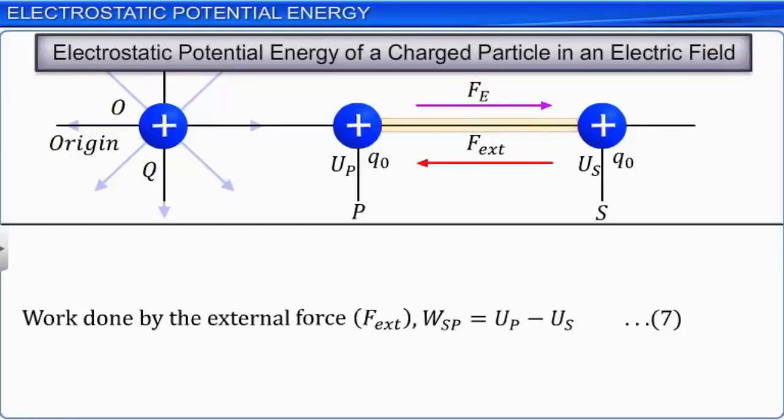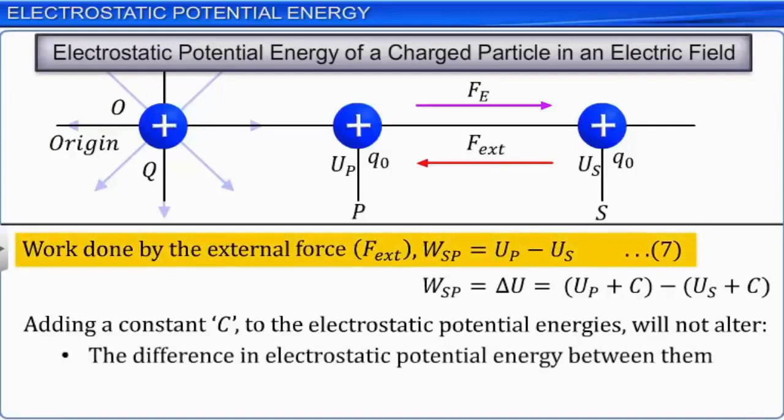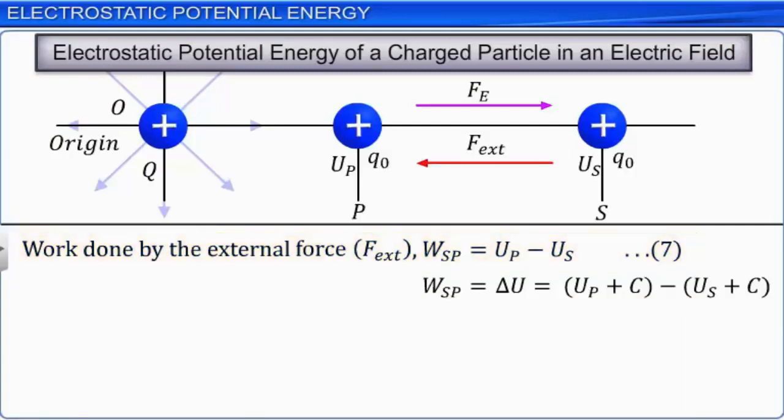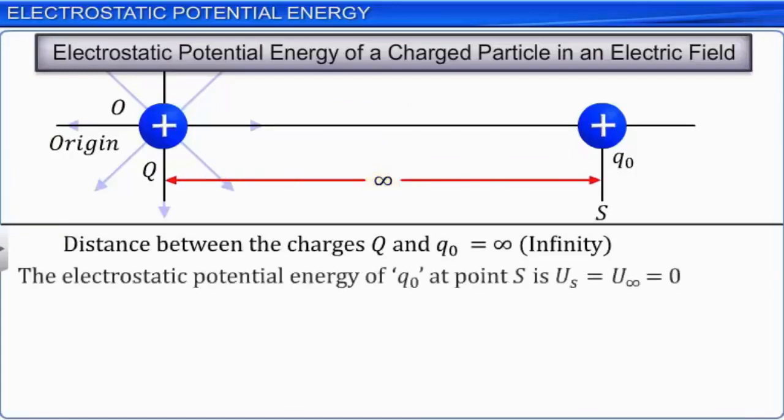Adding a constant C to the electrostatic potential energy at points S and P will not alter the values of the difference in electrostatic potential energy between the charges and the work done W_SP. Hence, we can choose a convenient reference point where the value of the potential energy is 0. Let point S be at an infinite distance from the charge Q. The electrostatic potential energy of Q0 at point S, U_S equal to U infinity, is 0.